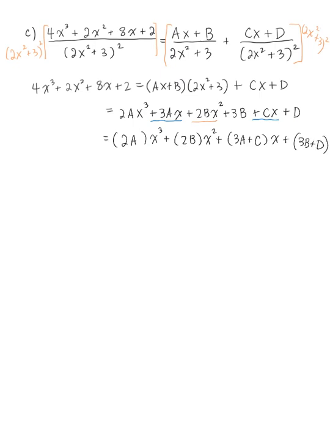All right, now we equate the coefficients. Let's equate the coefficient on x cubed. The coefficient on the left-hand side of the equation is 4, and the coefficient on x cubed on the right-hand side is 2a. So we have 4 equals 2a. Now let's equate the coefficient on x squared. On the left-hand side the coefficient is positive 2, and on the right-hand side it's 2b, so we have 2 equals 2b.